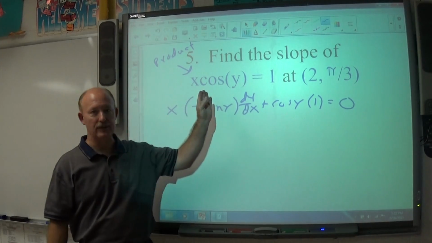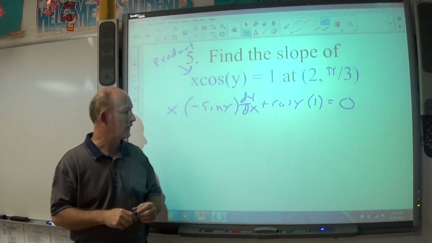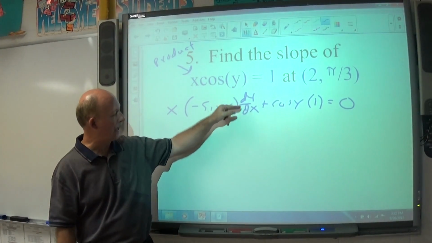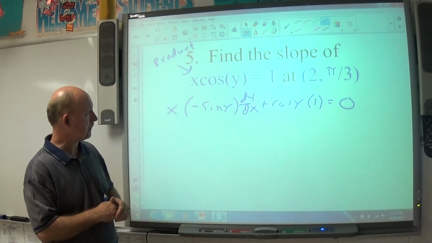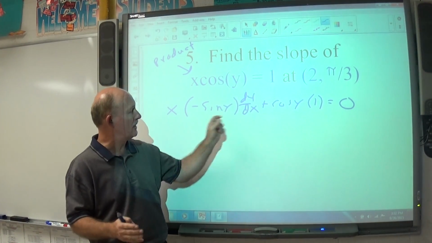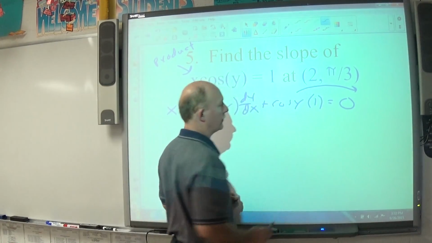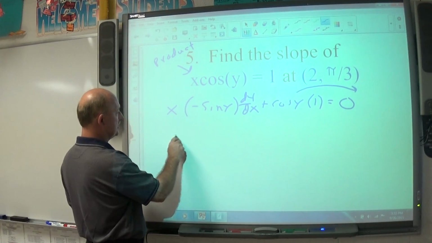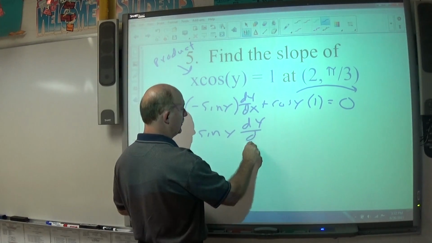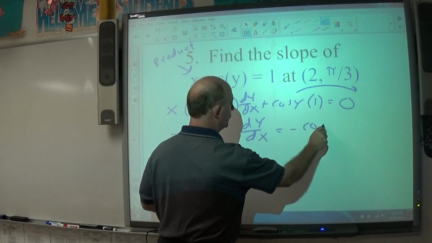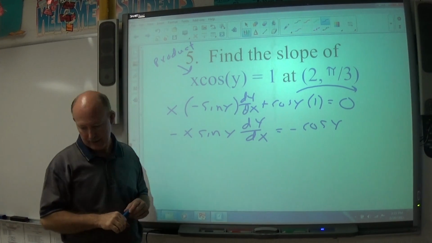So don't forget the right-hand side of your equal sign. Make sure you take the derivative of the constant also. The derivative of 1 is 0. So it's x times negative sine y dy dx plus cosine y times 1 equals 0. Now I notice immediately we only have the one dy dx factor. So let's move this cosine y to the right-hand side of our equal sign. Change the sign. So we end up with negative x sine y dy over dx equals negative cosine y.